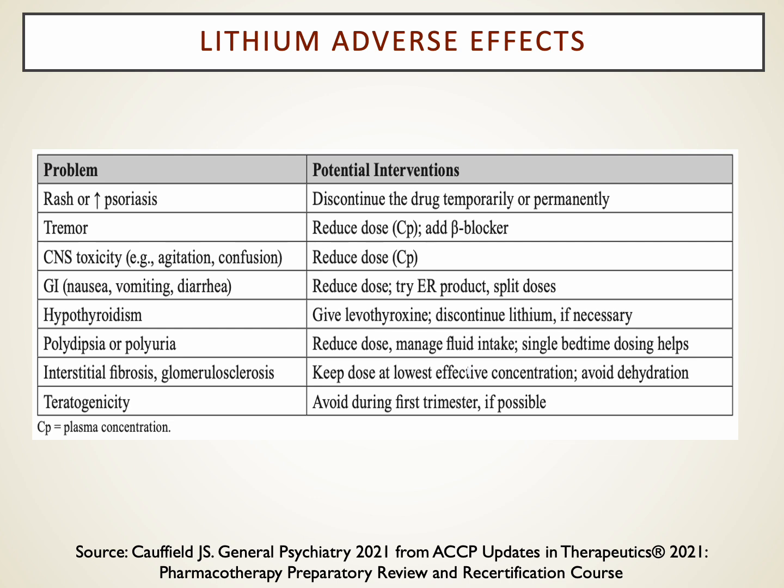We also worry about renal function, so interstitial fibrosis and glomerulosclerosis. The way we address that is we avoid dehydration in a patient, and we look at the lowest effective dose that they can be maintained on. It's also teratogenic, so we look at avoiding it during the first trimester of pregnancy, particularly. There are going to be rare circumstances where you weigh the risk and the benefit.